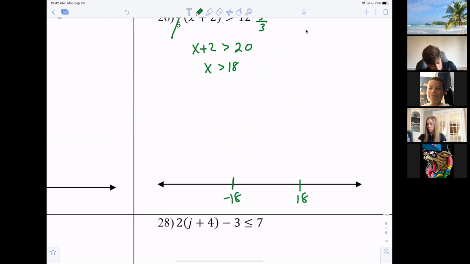-18, 18. What type of dot on 18? Open. Heading in which direction? To the right. Anybody have any issues with that?